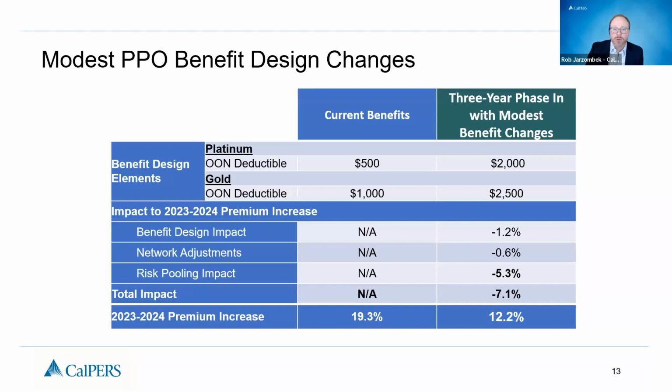Network adjustments for PERS Gold involve removing high cost facilities. Specifically, we are looking at high cost sites of care that also have lower cost alternative sites of care within the same geographical area. As we evaluate options, we want to ensure that members will still have access to other facilities with comparable quality. Any changes made to the network will be communicated to impacted members.